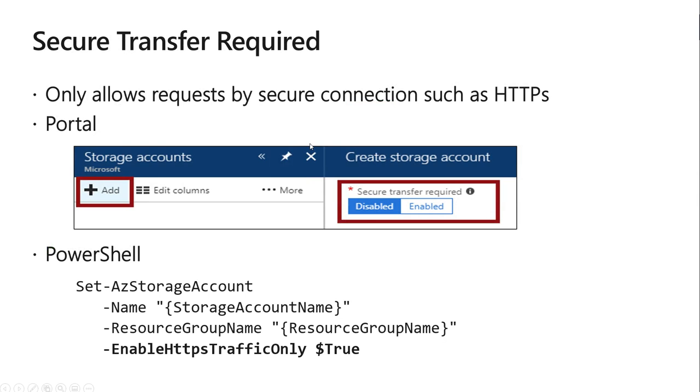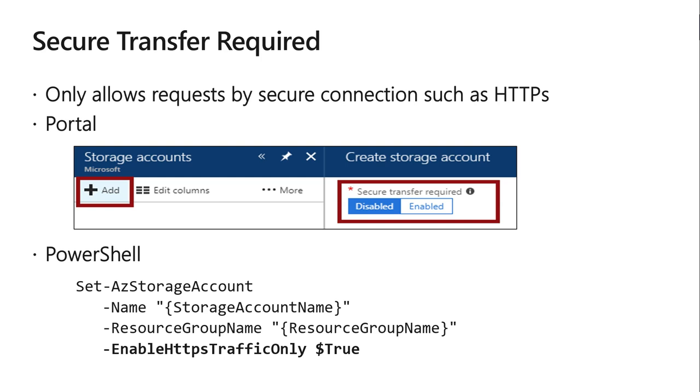So we'll now talk about secure transfer required. The secure transfer option enhances the security of your storage account by only allowing requests to the storage account using a secure connection. For example, when you are calling the REST APIs to access your storage accounts, you must connect using HTTPS. Any request using HTTP will be rejected when secure transfer required is enabled.